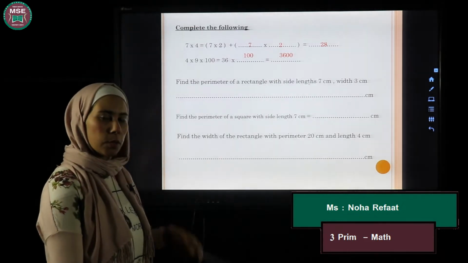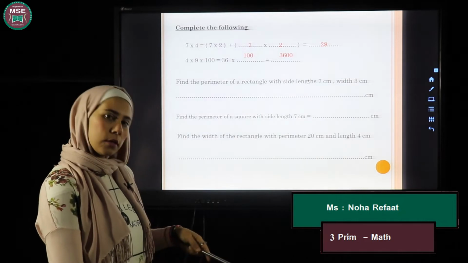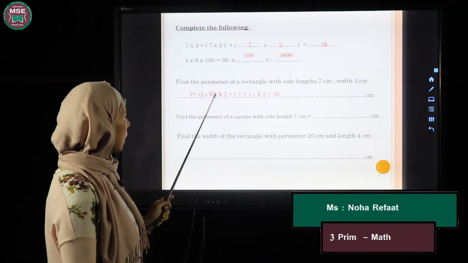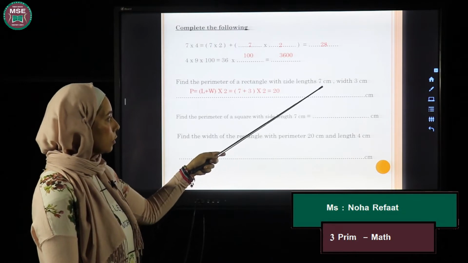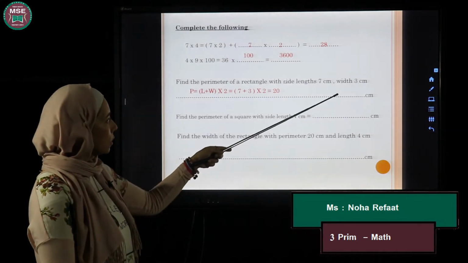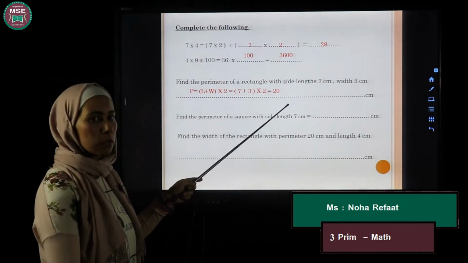Find the perimeter of a rectangle with side length 7 cm and width 3 cm. We said before that for the perimeter of the rectangle, we get the length, we get the width, put them together and times 2. So the rule says length plus width times 2. We have the length 7 cm and the width 3 cm. 7 plus 3 equals 10, times 2 equals 20.